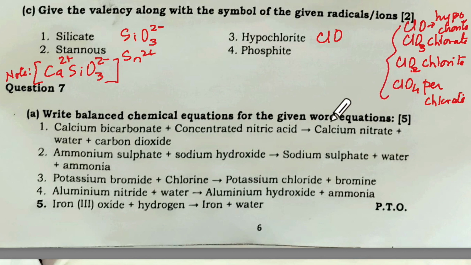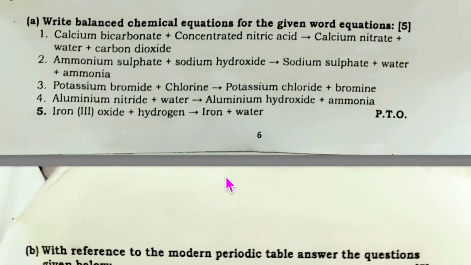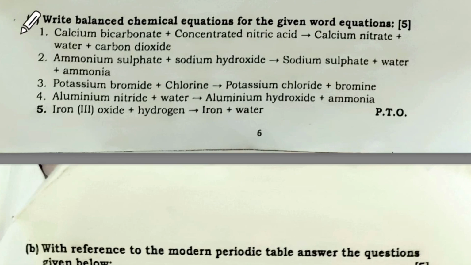Remember this. ClO1 minus. Phosphite is what? Not PO4, it is PO3, 3 minus. Okay, then question number 7. Let's finish this. Question number 7. Write the balanced reaction out of 5 marks. Let's see how much you get.